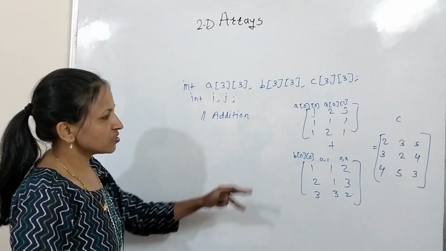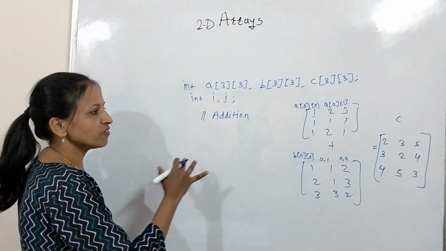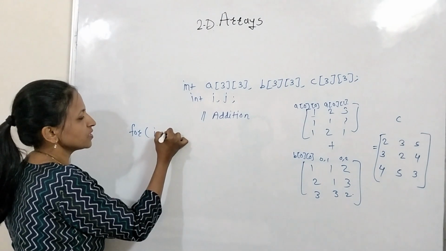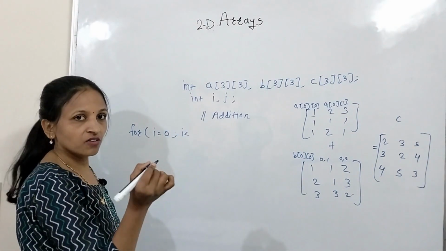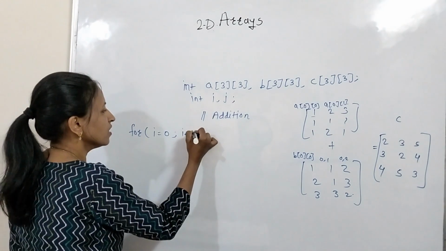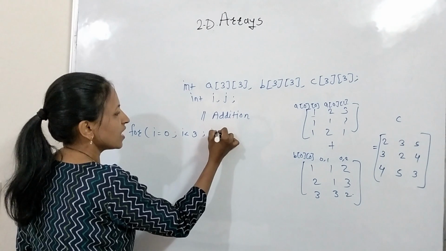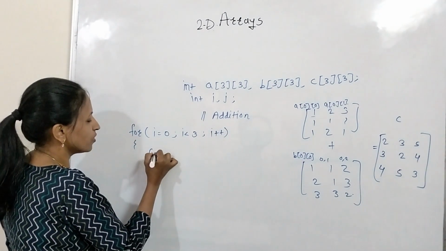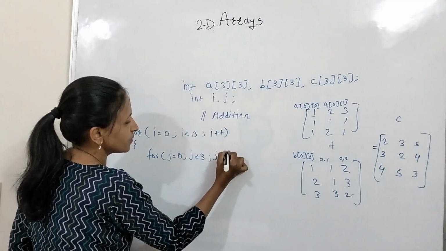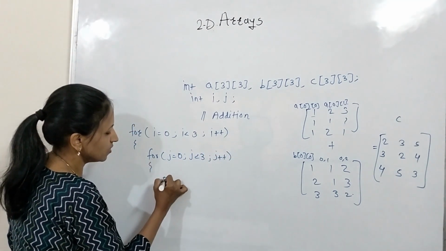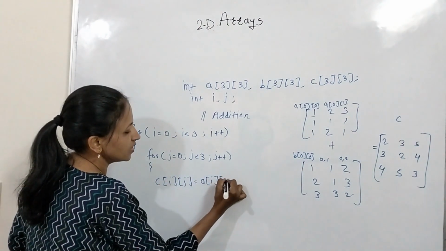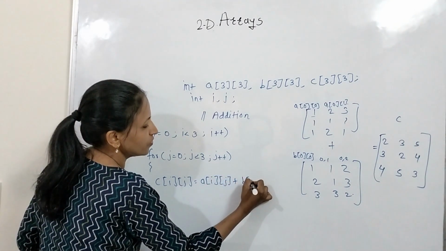Now how to do addition? Simple, corresponding elements we will add and store in that C array. How? See, first we will put outer loops just like we have used for accepting the matrix and displaying the matrix. The same loop we will use here: i equals 0, i less than 3, i plus plus. Then for j equals 0, j less than 3, j plus plus, and just here we will write C of ij equals A of ij plus B of ij.